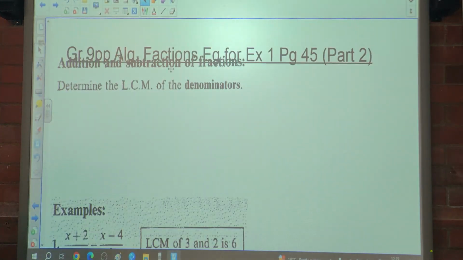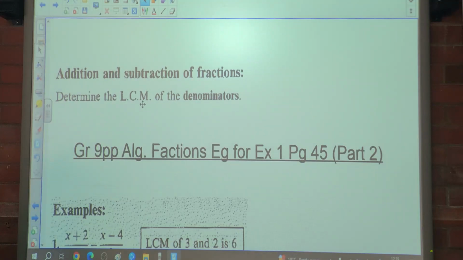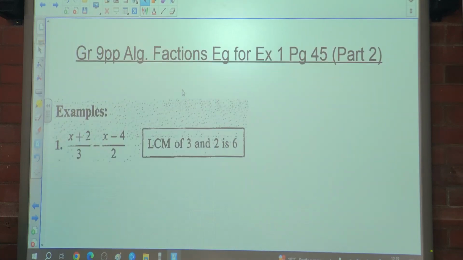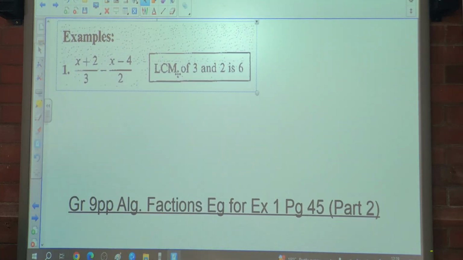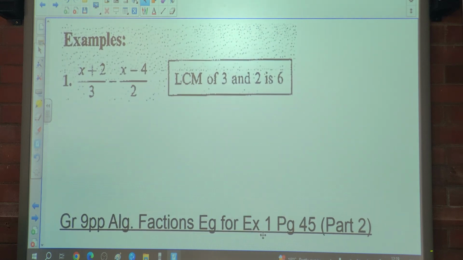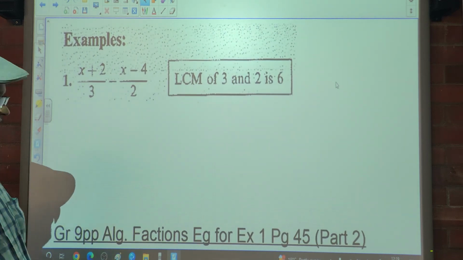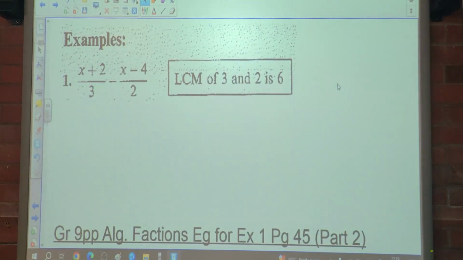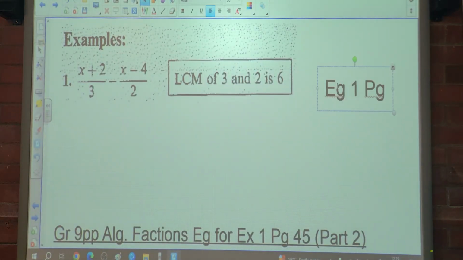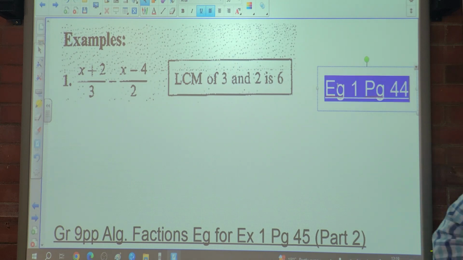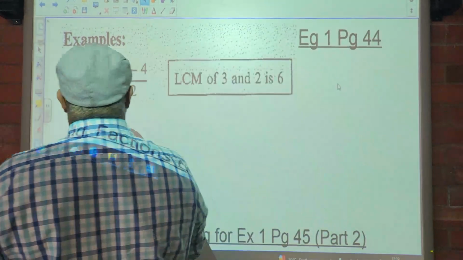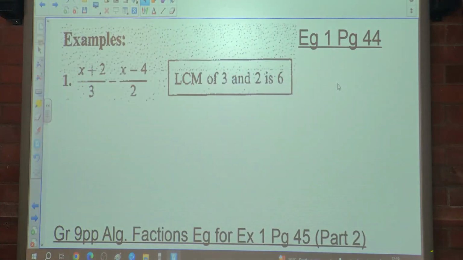So let's go. Addition and subtraction of fractions, as we did a lot of fractions last year, not so? So we know if we're adding or subtracting, we must find an LCM, which is the lowest common denominator. So you're looking at example 1, and example 1 is on page 44. Okay. So the sum reads: (x plus 2) over 3 minus (x minus 4) over 2.